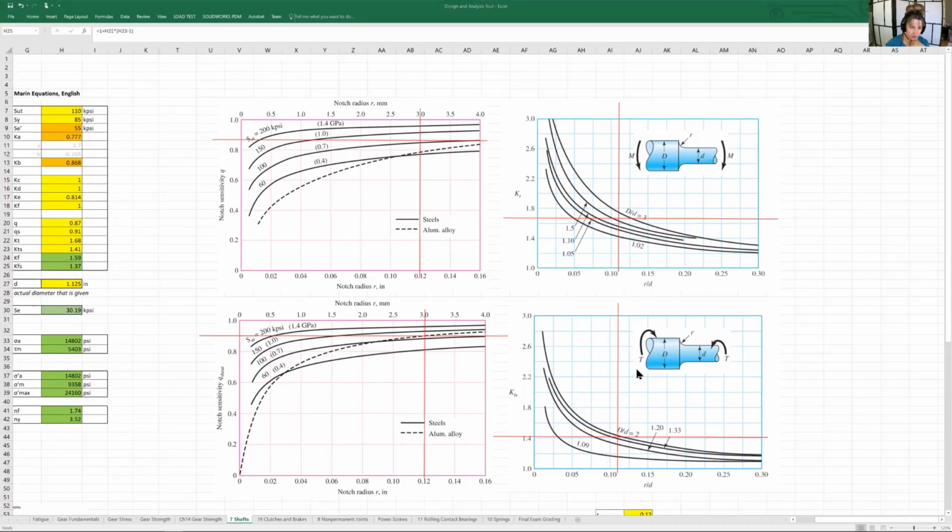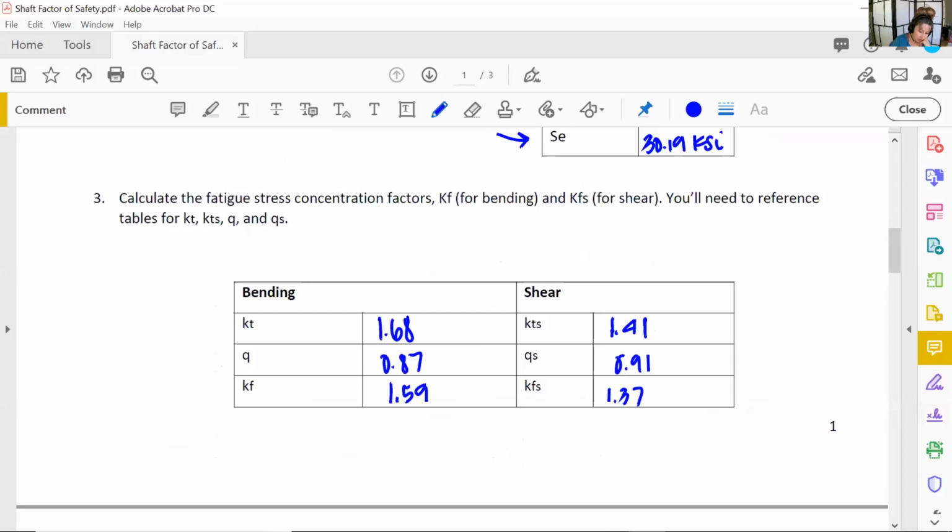So report our values. Notice how KF and KFS are going to be lower than KT and KTS. And we talked about that with fatigue, with cyclic loading, the material gets a little bit of stress relief because of the fluctuating loads.